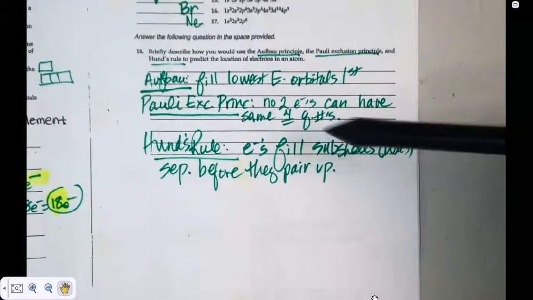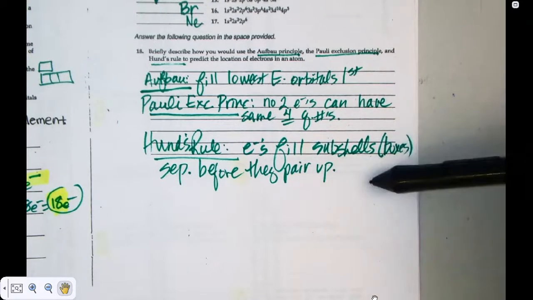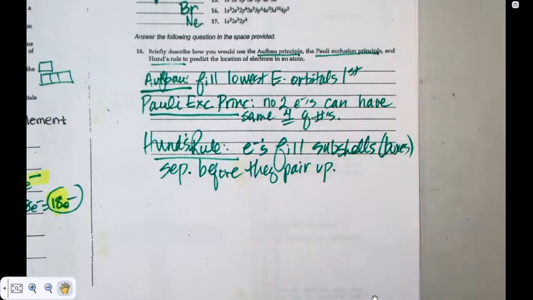Hund's rule says that electrons will fill their subshells or their boxes separately before they pair up. Okay, again, make sure that you have edited your paper if you missed any of those so that you can put those in your exit ticket for today.